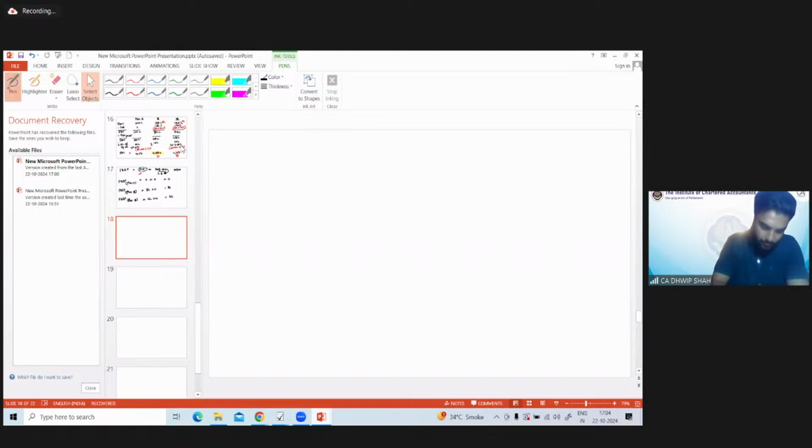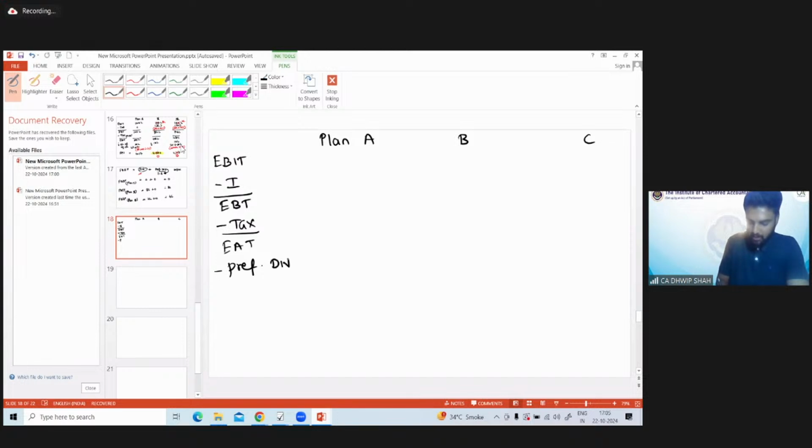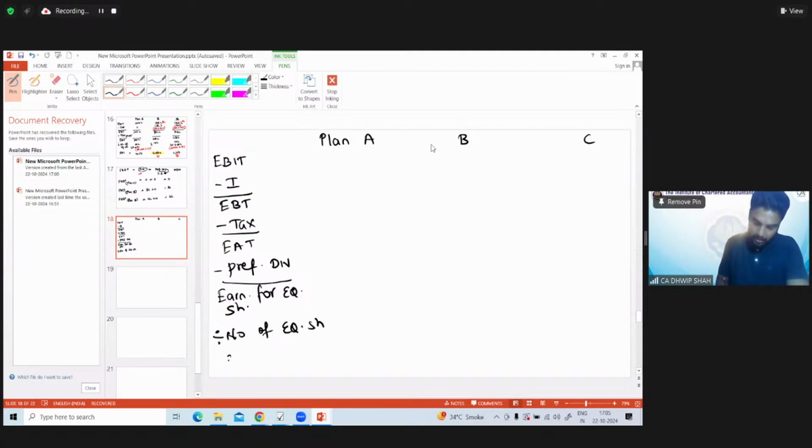Plan A. Again, to calculate EPS, we will have to make the full format. We need to prepare the format of the income statement. EBIT less interest, EBT less tax, EAT, and now in this question we have preference dividend as well. So we will subtract that. This gives me earnings for equity shareholders, divided by number of equity shares, and I will get EPS.